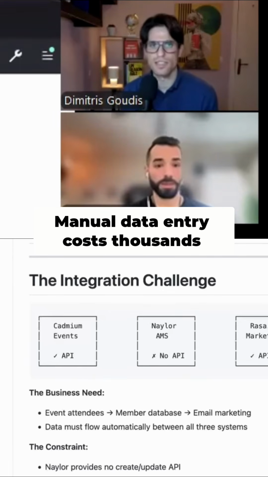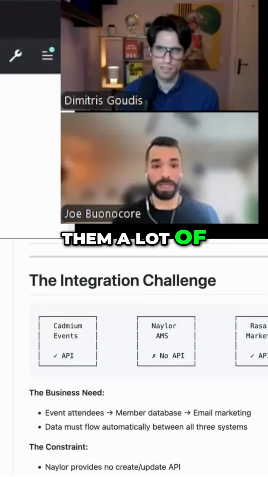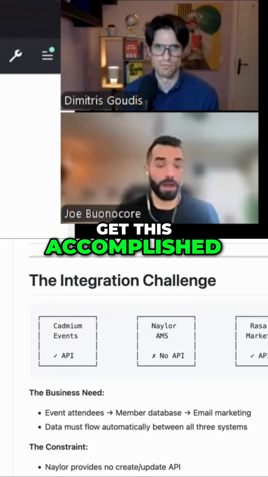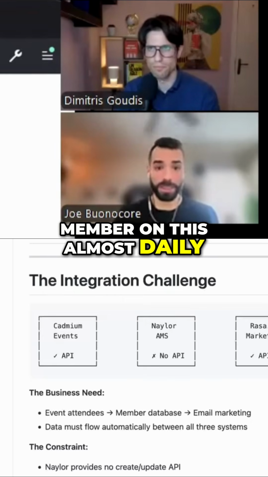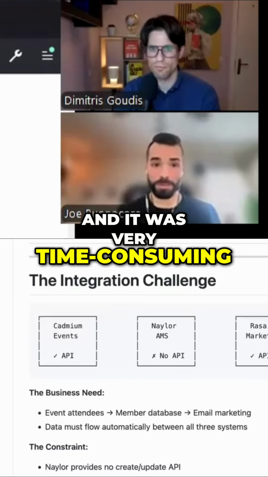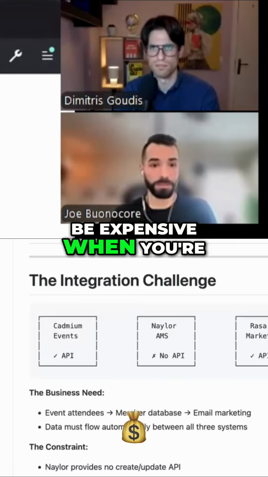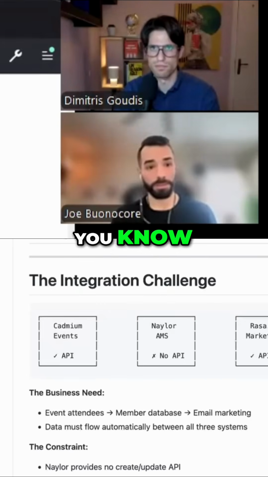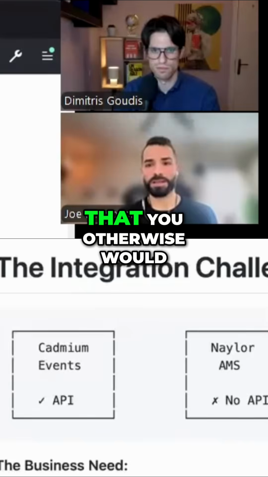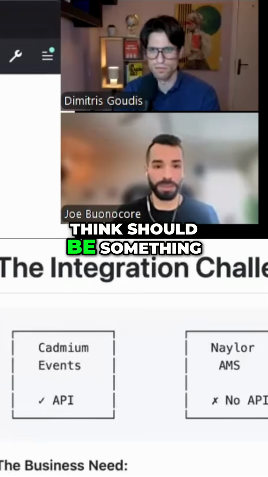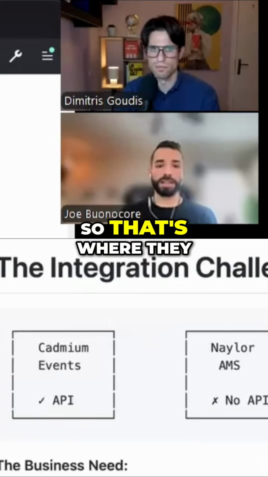This client had come to us having a workflow they were doing manually, and it was taking them a lot of time to get this accomplished. They had a staff member on this almost daily, and it was very time consuming, and it's just a lot of data entry. So it gets to be expensive when you're thinking of it from the payroll side and cost allocations in terms of having to do something data entry wise that you otherwise would think should be something that can be automated and done programmatically without the need for that. So that's where they had come to us.